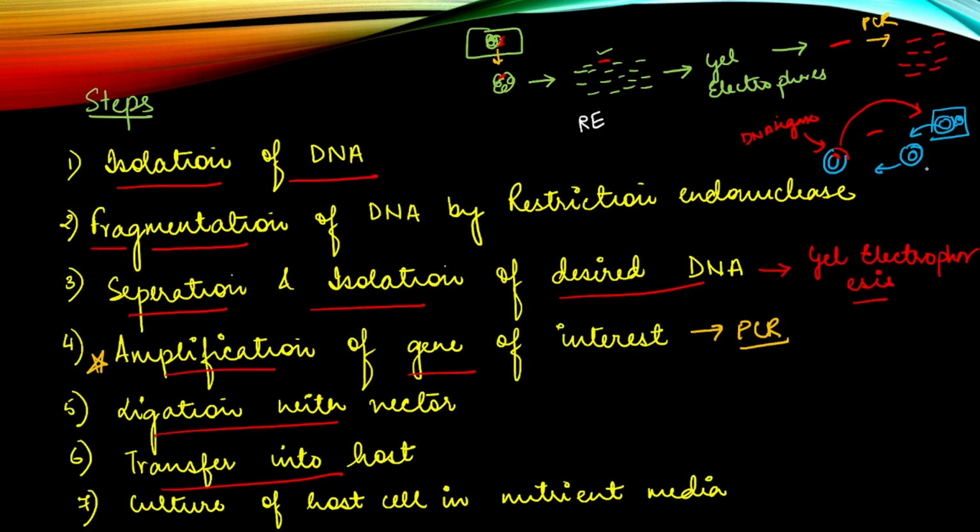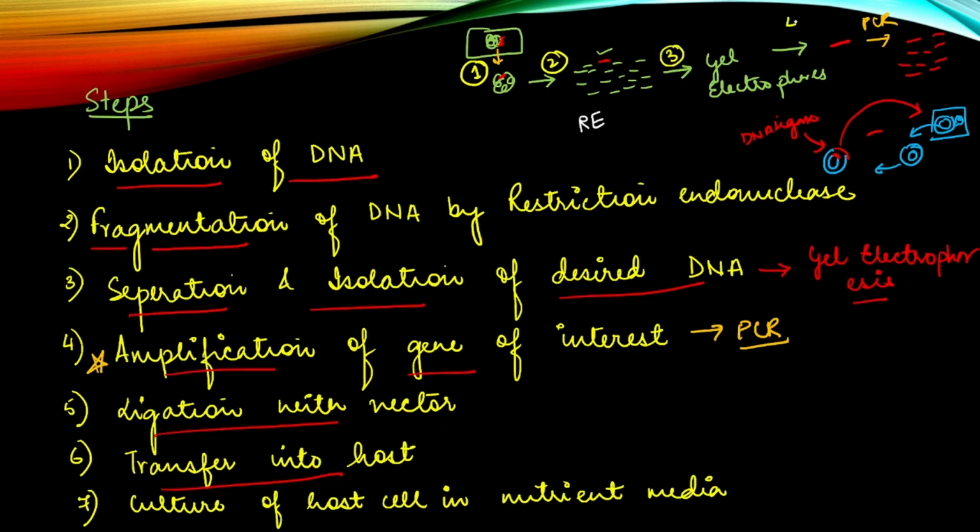Once the bacteria start growing in the nutrient media, after some time it will start expressing the protein encoded by the gene, and after that we extract the protein, right? So these are the steps we have written here. First is isolation of DNA, right? Second is fragmentation of DNA by restriction endonuclease. Then third is gel electrophoresis.